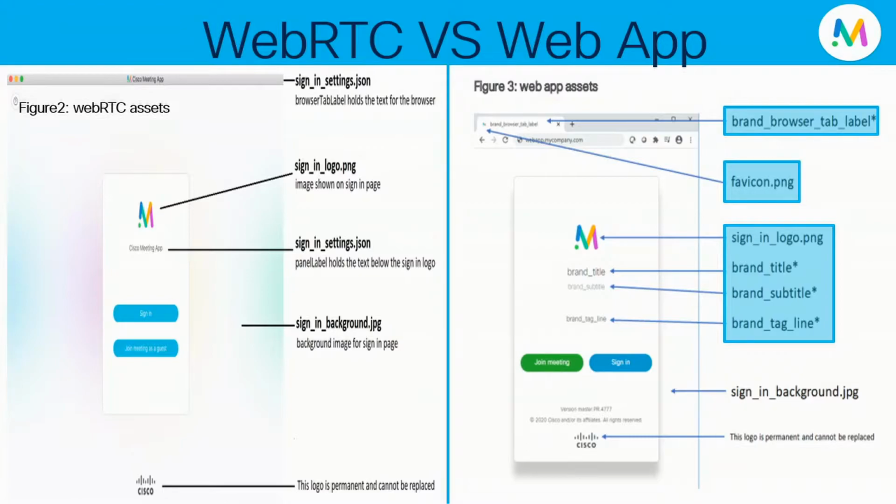But we have some new features here on Web App. We have branding browser tab labels. We have a favicon now. We still have the sign-in logo, but we have some new significant JSON changes. We have a token for brand title. We have a token for brand subtitle and a brand tagline. Also, we see the sign-in background JPEG is still there. So let's go forward with this in mind and see what the requirements are for this page to be successfully loaded.